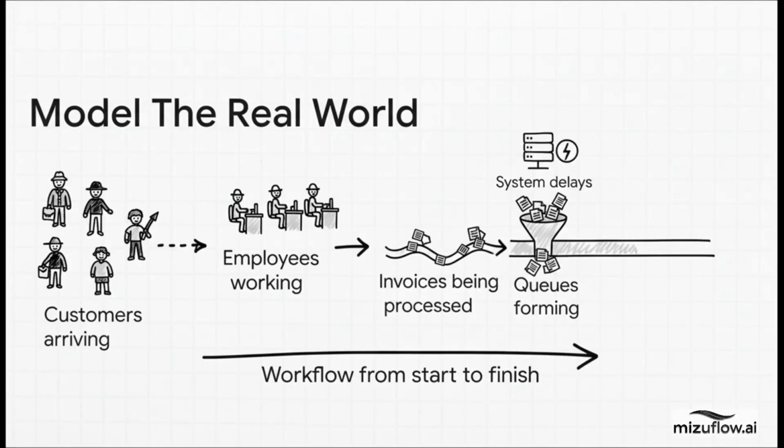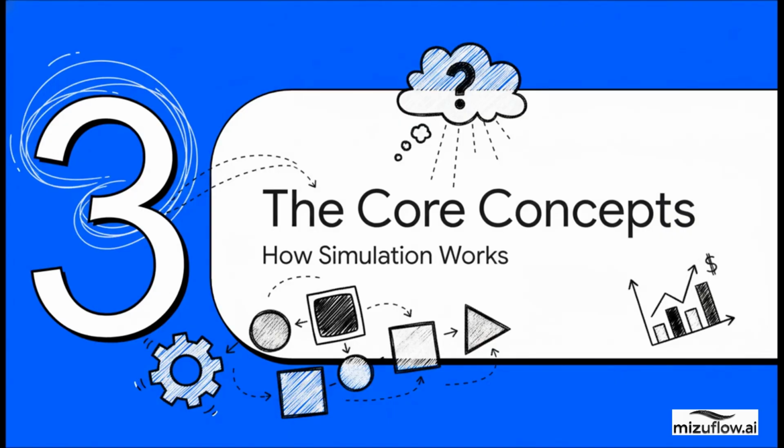I mean, in this virtual world, you can model the whole shebang, from start to finish. You can have customers showing up at random times, your employees working at their own unique pace, invoices flowing through the system, and, most importantly, you get to see the queues and the bottlenecks that form when things get busy or a system slows down. You're modeling reality. Okay, I know this might be sounding a little complicated, but I promise you the ideas behind it are surprisingly simple. Let's just quickly break down the basic building blocks of how this all works.